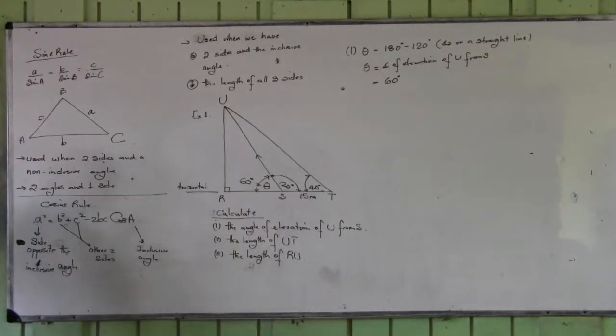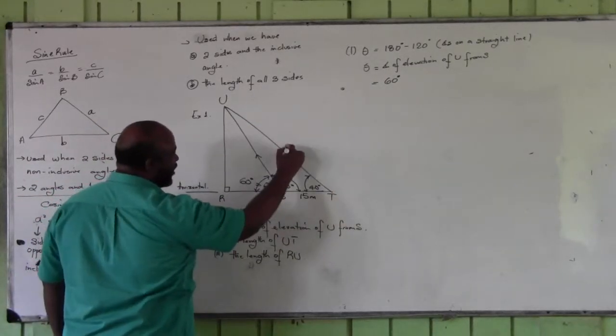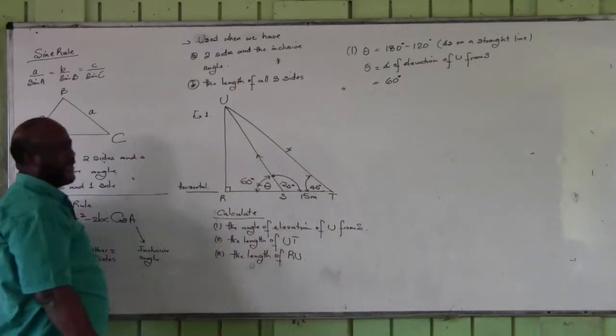Next we're to calculate the length of UT. This is UT. We need to calculate that length. I'm going to call it x. We need to calculate this length. I'm going to call it s.